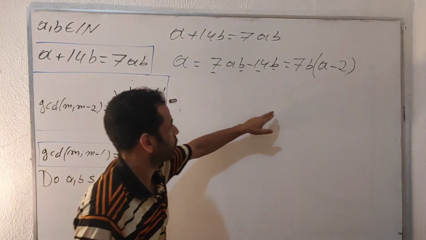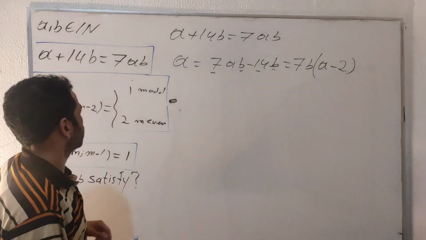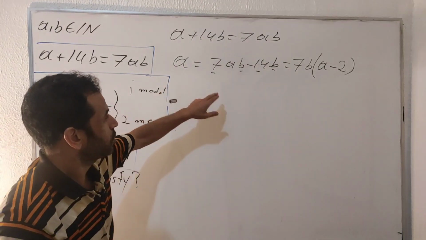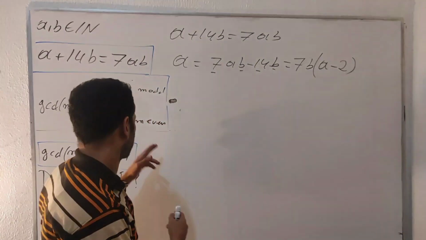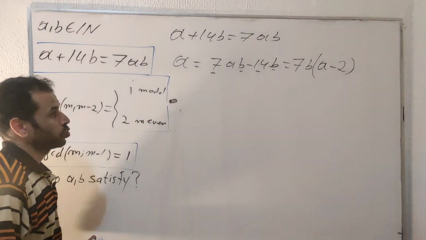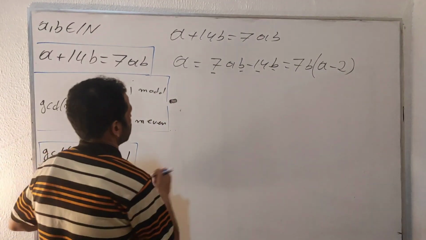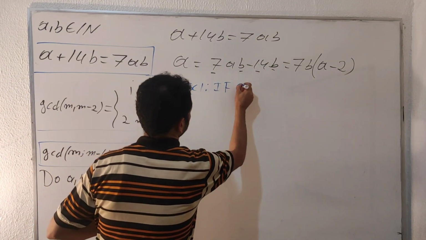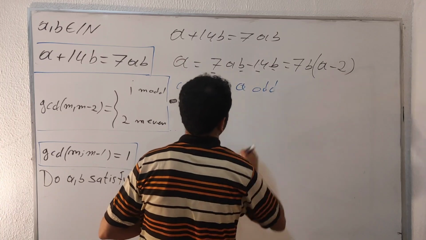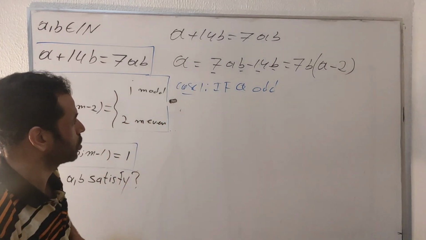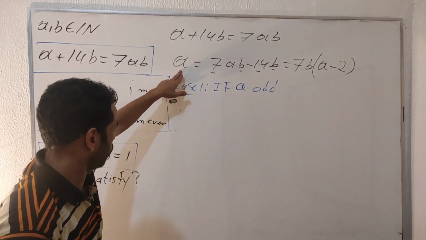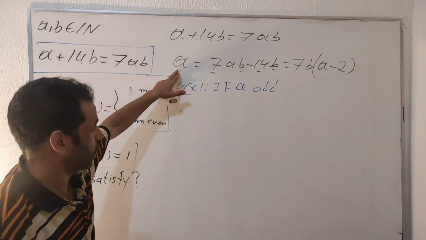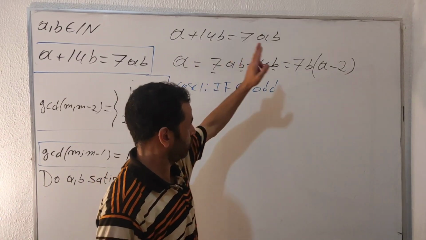We know a cannot divide a minus 2 if a is odd, as we have here. If a is even, it will be different because their GCD equals 2. That's why we are going to take two cases now. Let's do case number 1: if a is odd, which means the GCD of a and a minus 2 equals 1, which means a cannot divide this one, which means a divides 7b.